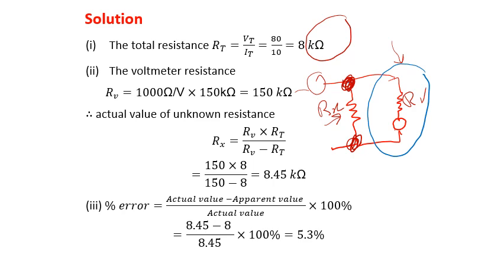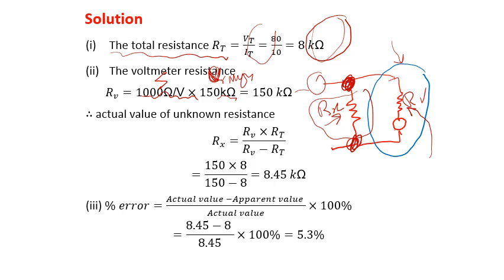So what are we going to do after this? We are going to calculate Rx by itself, and see what the error in measurement is due to the presence of Rv. So let us go through the answer. He said R total is equal to V over I, which equals 8 kilo ohm. Now Rv, the internal resistance of the voltmeter, is calculated as sensitivity times the voltage range, S times V range, which equals 150 kilo ohm.